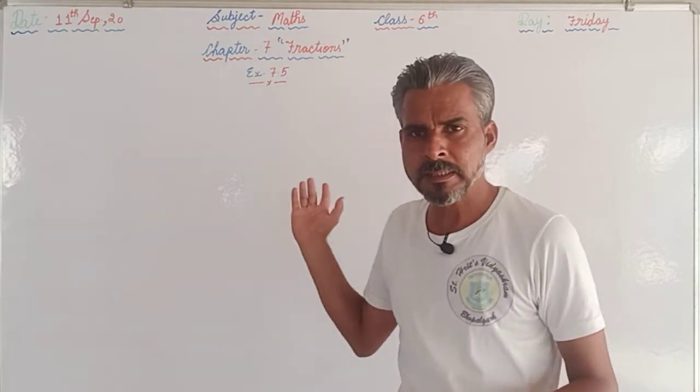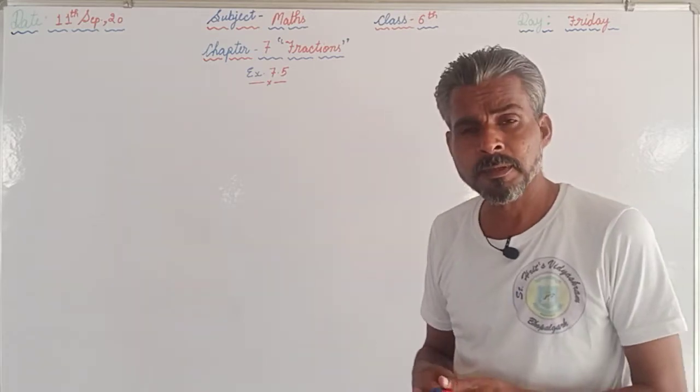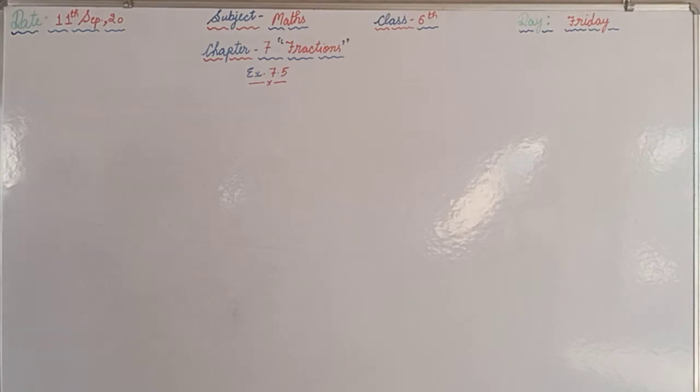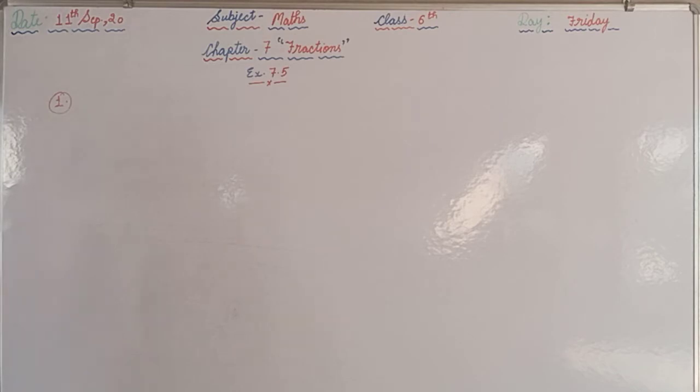This video is for class 6 and the subject is maths, and we are continuing the same chapter, chapter number 7, and the name of the chapter is fractions. Now we are supposed to start exercise 7.5, and the first question is question number 1, and in question number 1 the diagram is given and we are supposed to add the fractions.